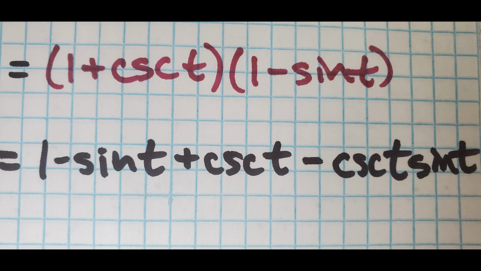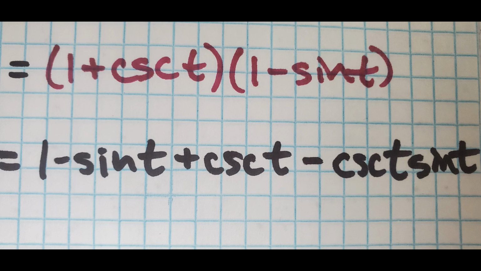We FOIL this out. 1 times 1 is 1. 1 times negative sine of t is just negative sine of t. Cosecant of t times 1 is cosecant of t, and it's positive, so we put plus cosecant of t. And then cosecant of t times negative sine of t is those two multiplied with the negative out front. Not fun over here at all. This side's going to be a bit annoying, but we'll deal with it.